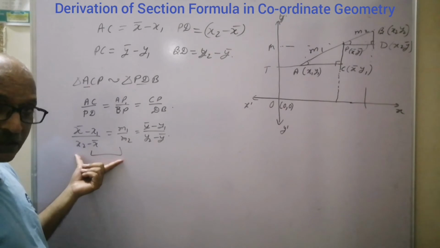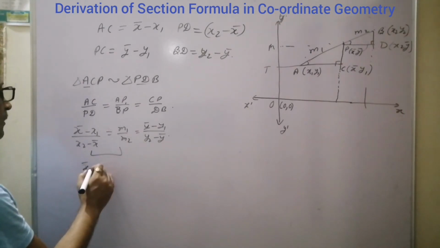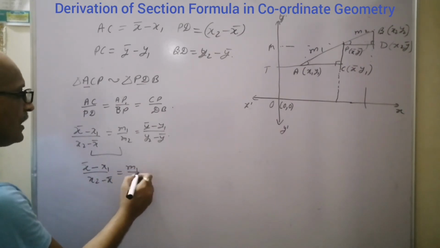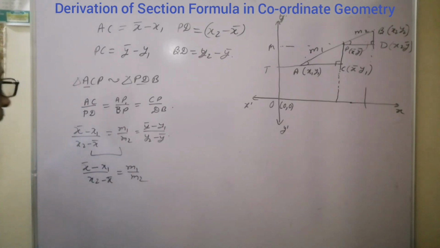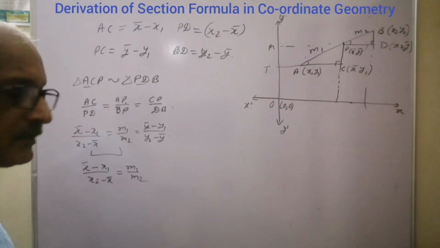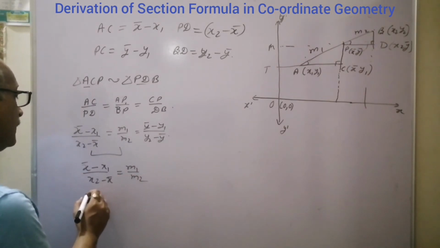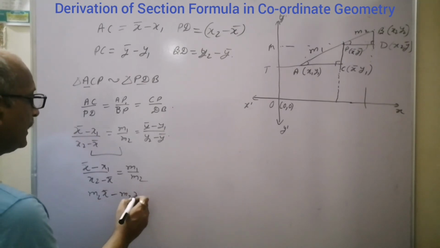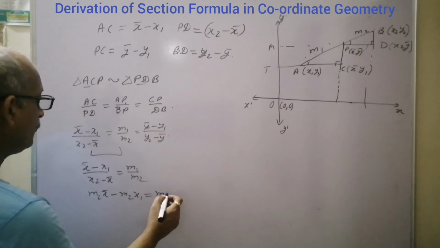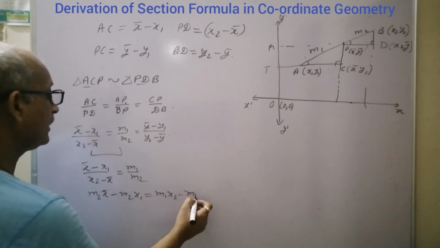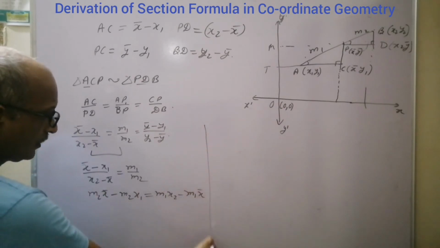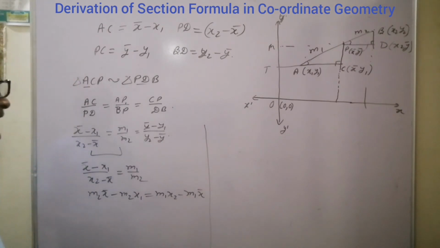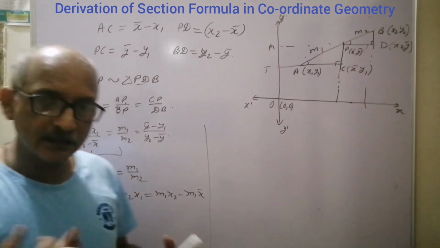So we can write here x bar minus x1 upon x2 minus x bar is equal to m1 upon m2. Now we'll multiply in cross so that we can separate x bar terms. So we'll have m2 x bar minus m2 x1 is equal to m1 x2 minus m1 x bar. After this, what shall we do? We'll take x bar terms on the same side and other terms on the other side.